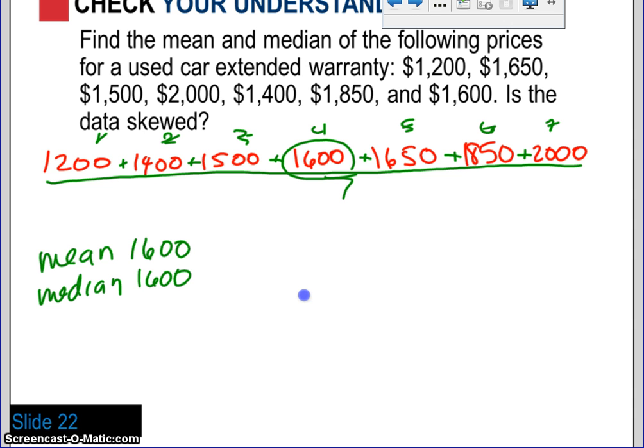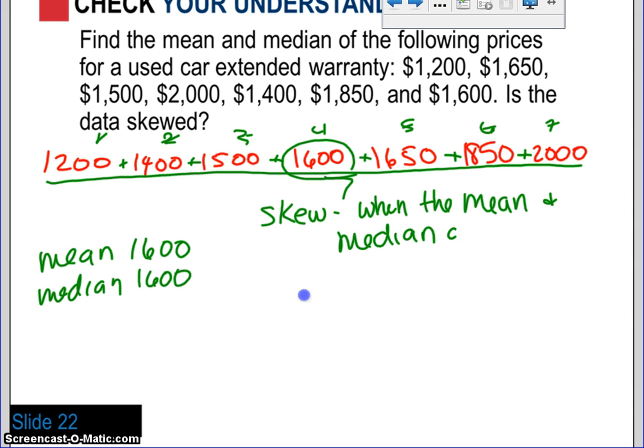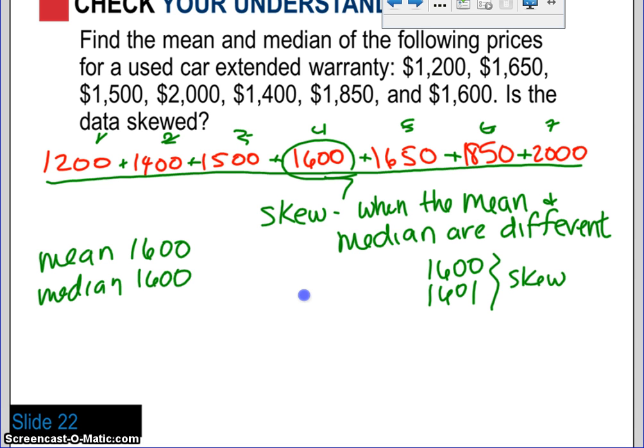And so then it asks, is the data skewed? So let's talk for a second about what being skewed means. Data is skewed when the mean and the median are different. Now understand, it can be very, very close. So let's say that the mean was 1,600 and the median was 1,601. They are different, so this is skewed. In this particular case, though, both the mean and the median are 1,600. So in this case, this data is not skewed.